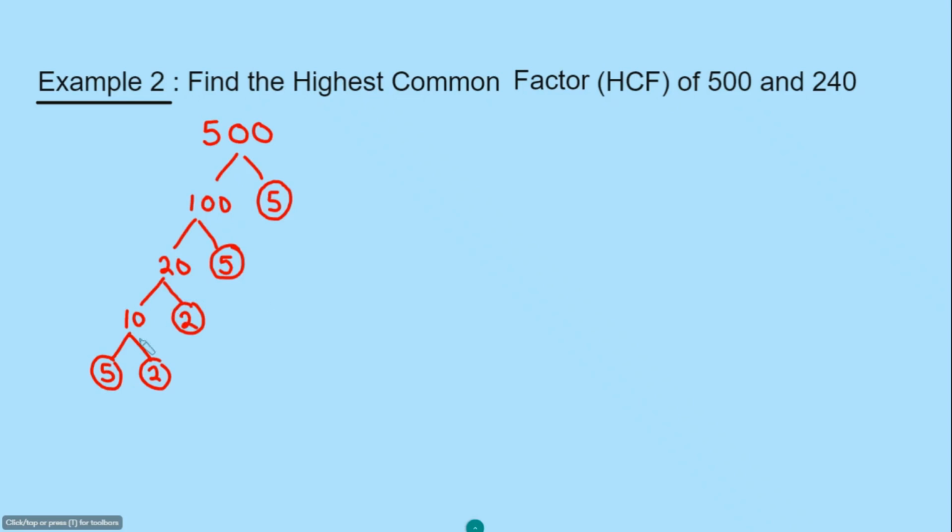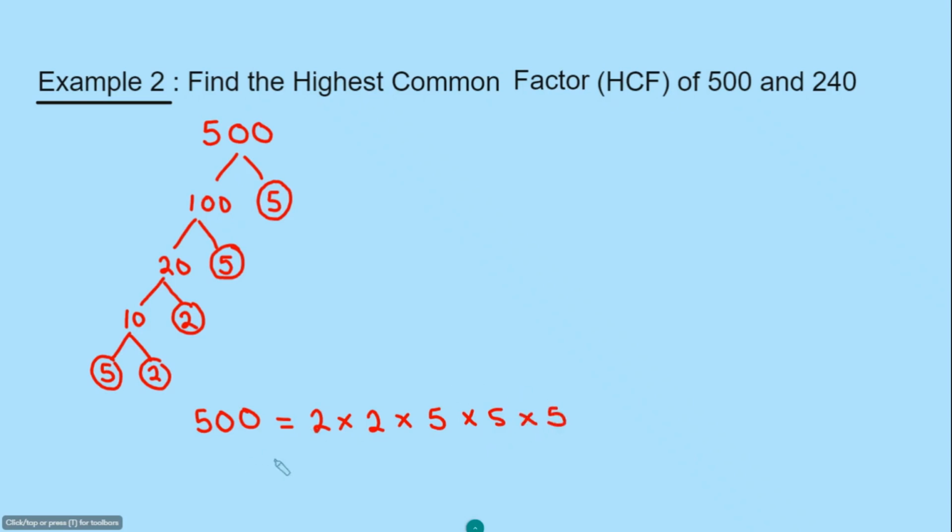Now there is no other number to split up, so I'm going to write down 500 to be a product of the prime numbers. Now I'm going to start from the smallest prime number, which is 2. So I'm going to write it here: 2 times 2 times 5 times 5 times 5.